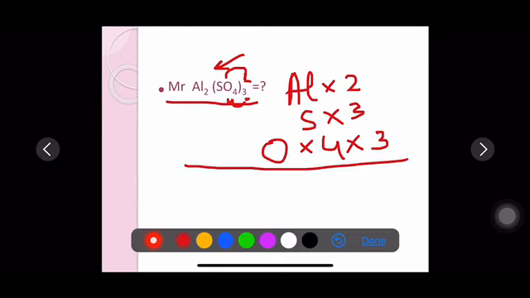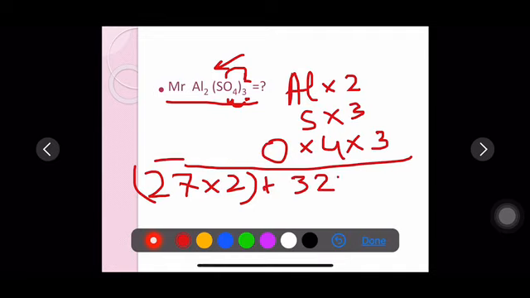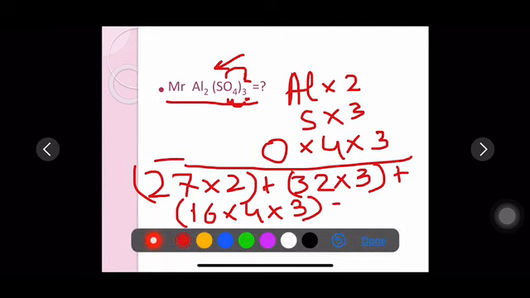Then we have to check their Ar values, or relative atomic masses, from the periodic table. We will find that aluminium is 27, so 27 times 2, plus sulfur is 32, so 32 times 3, plus oxygen is 16 times 4 times 3. All these values are added up together and the answer is 342. This is how we calculate relative formula mass for aluminium sulfate.